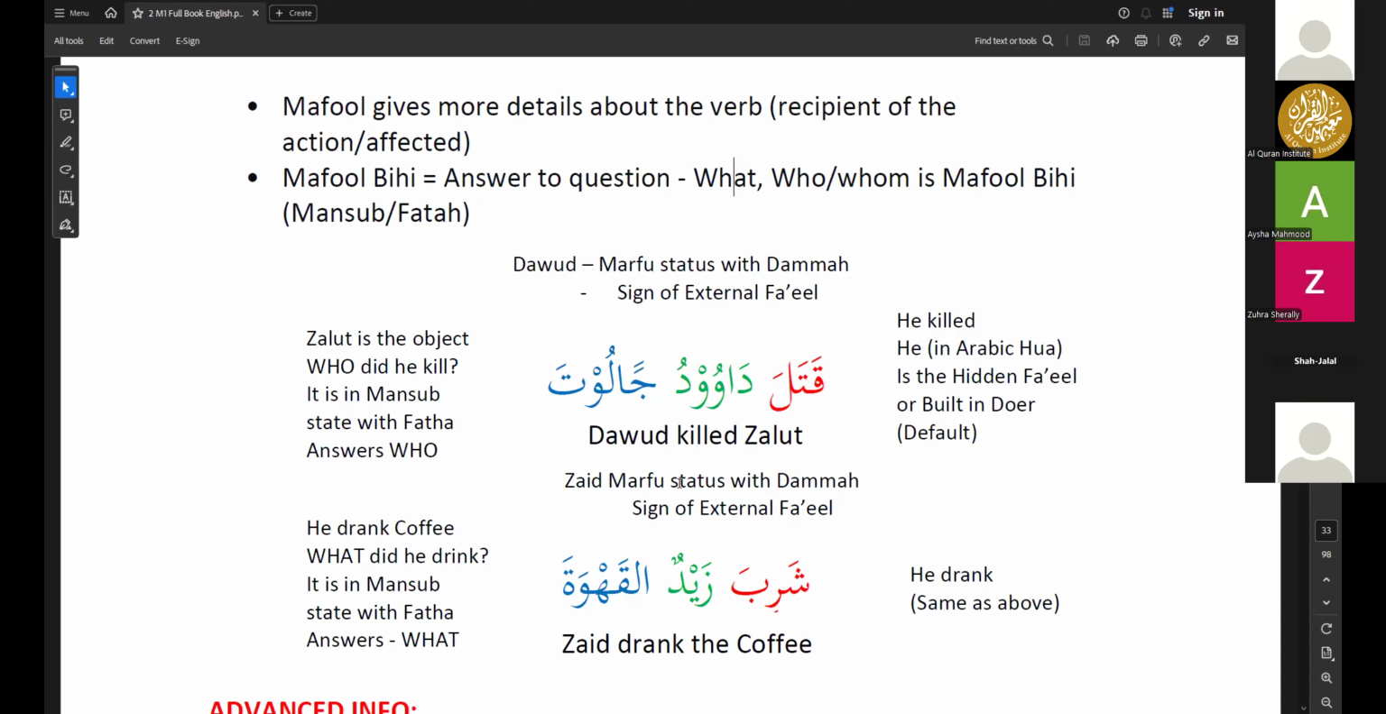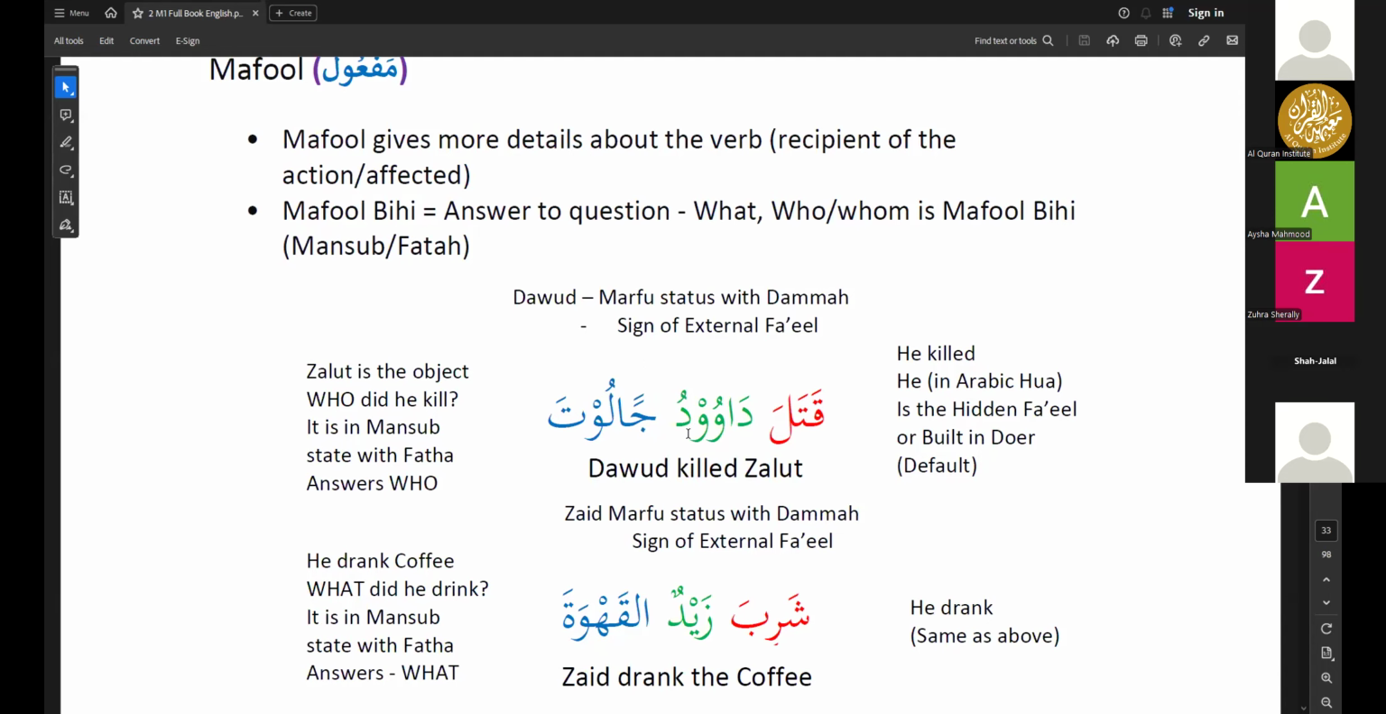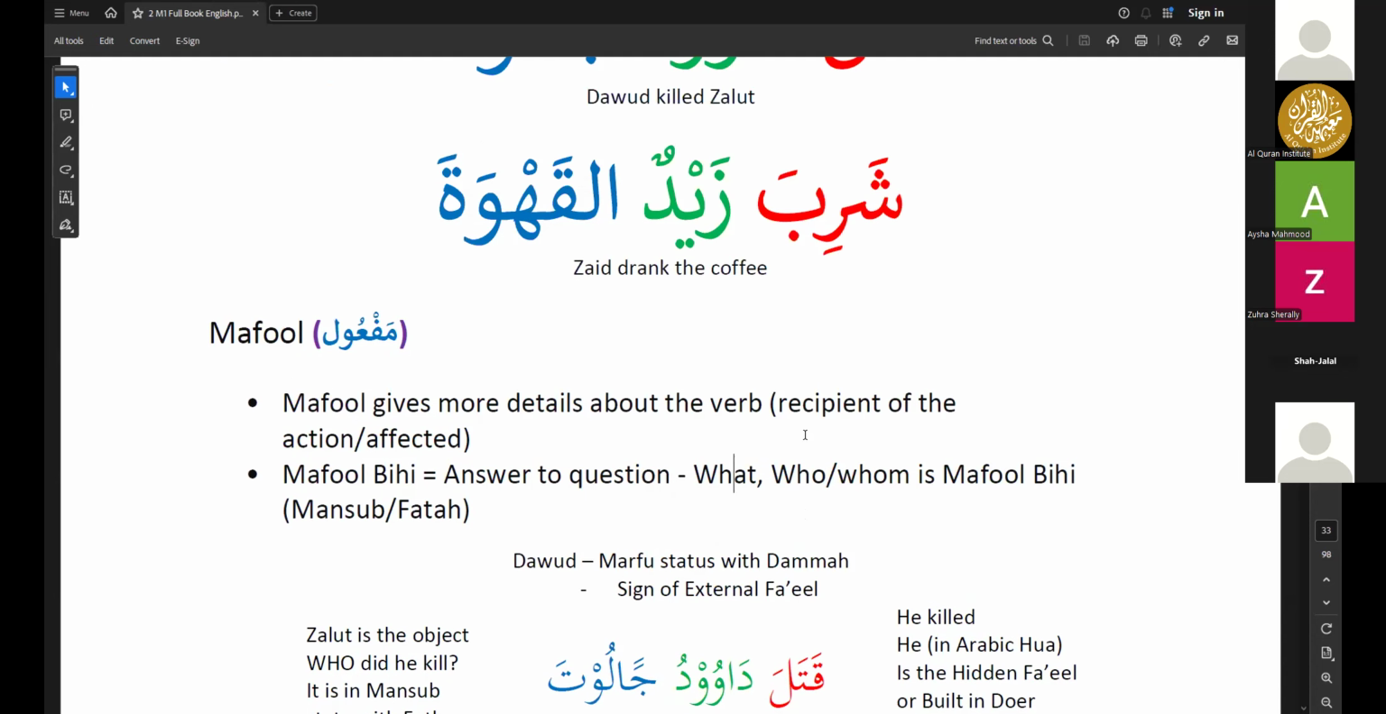So both are possible, but it has to be Dhamma if it is an external fa'il. And Qatala is the fi'l, and that's why it's a Jumlatul Fi'liya. And here we can see the first and last haraka is Fatha, and the middle haraka is Fatha, because the middle letter can take Dhamma, Fatha, Kasra, any one of them. Ra has Kasra, but here Ta has got Fatha.